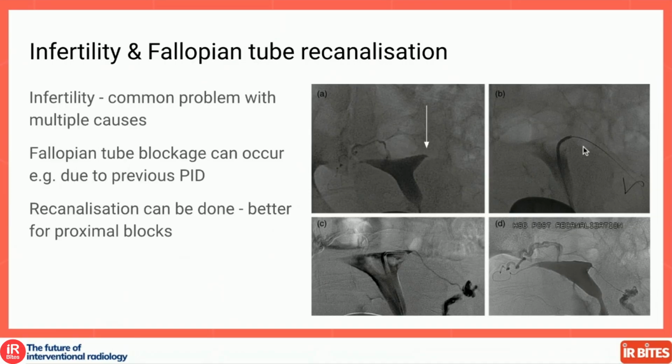And so what happens is they pass a guide wire and dilate up, and you can see on the post-treatment images that it is now opened. And so that's called a fallopian tube recanalization, particularly done for more proximal blocks, whereas if the block is really, really far, then it's a bit tricky to get there. So that's just another way in which IR can be used for some other conditions.